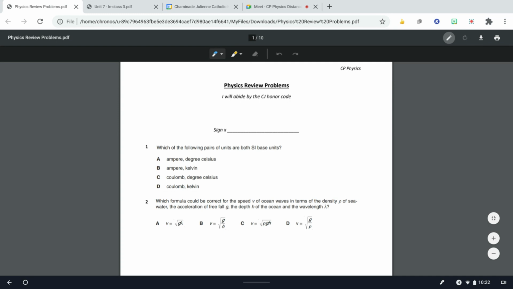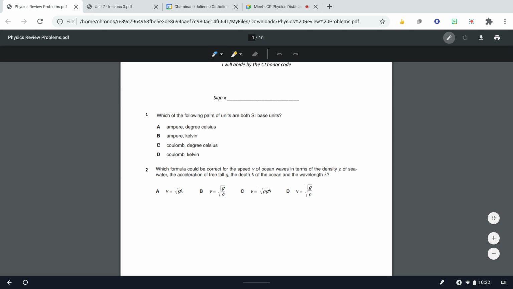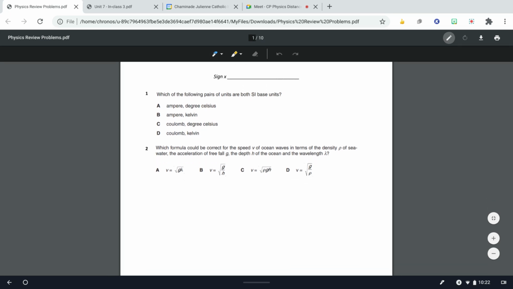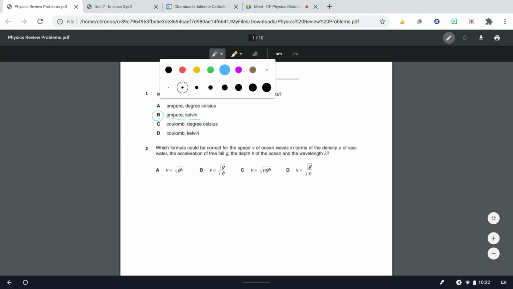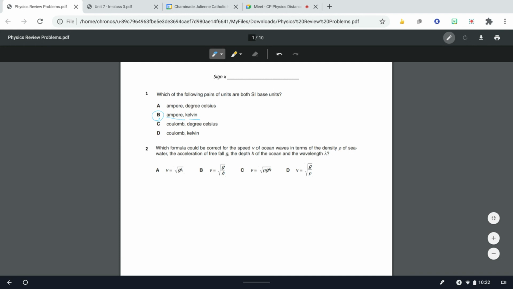Okay. So for question one, what did all of you write or select? B. I put B. I said B. Okay. So B is the correct answer there. Why? Because it's ampere. If you go back to chapter one and look through those base SI units, ampere for current was the base unit, and Kelvin was for temperature. What about question number two?